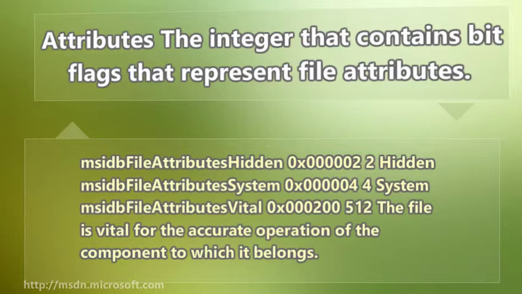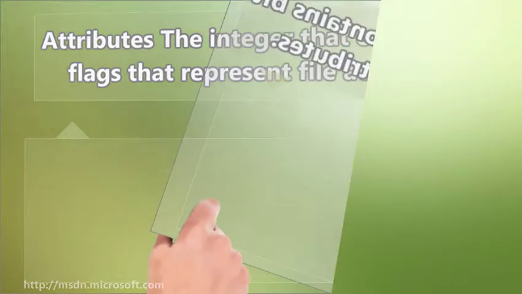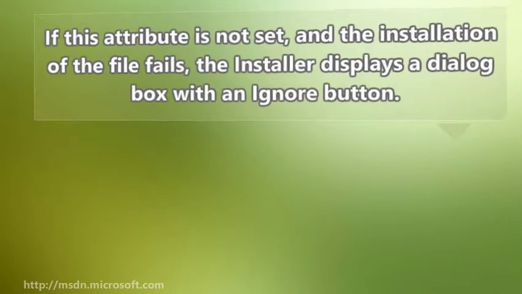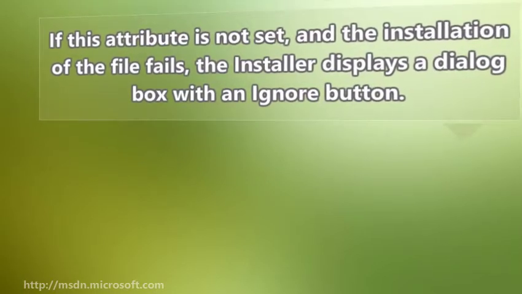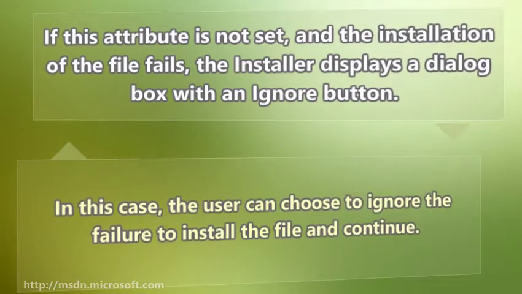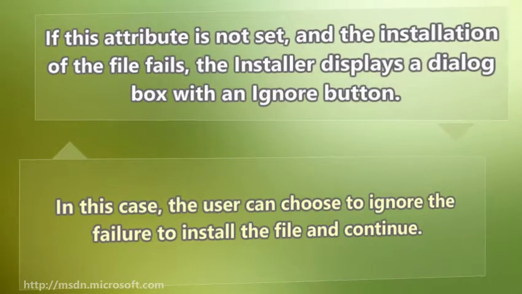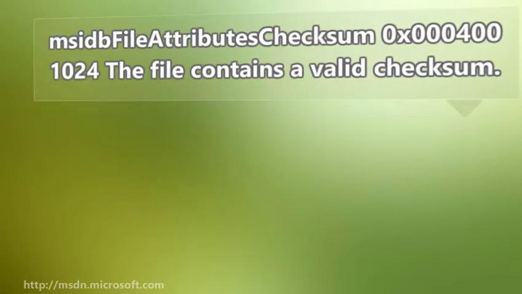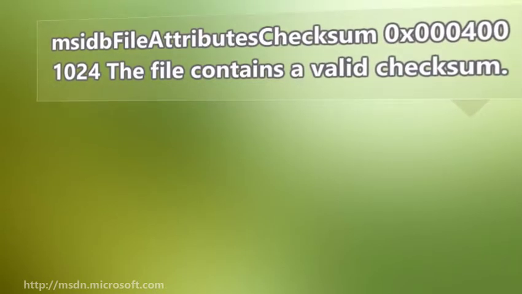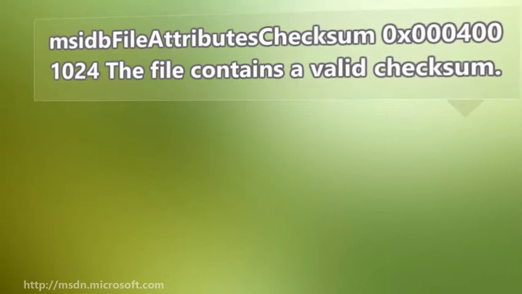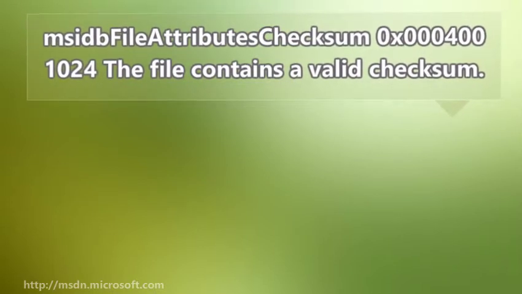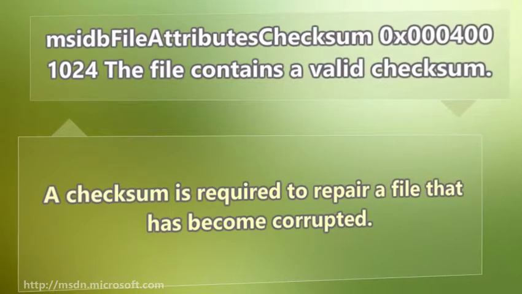0x0200, 512: the file is vital for the accurate operation of the component to which it belongs. If this attribute is not set, and the installation of the file fails, the installer displays a dialog box with an Ignore button. In this case, the user can choose to ignore the failure to install the file and continue. msidbFileAttributesChecksum, 0x0400, 1024: the file contains a valid checksum. A checksum is required to repair a file that has become corrupted.